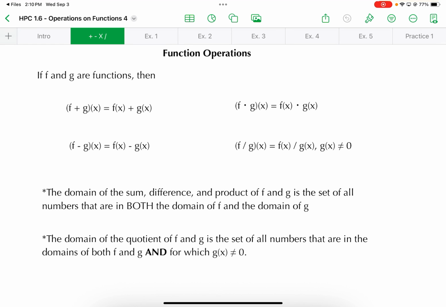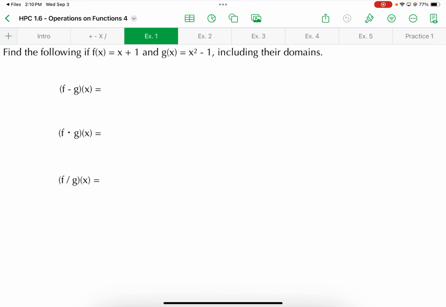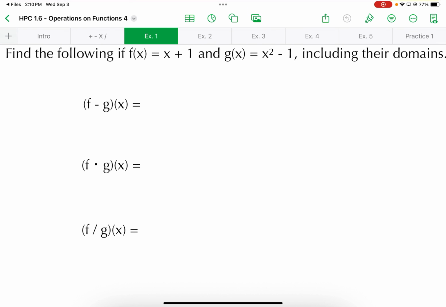Okay? The domain for sum, difference, and product is always going to be the overlap of the two functions' domains, whatever they have in common. The domain for the quotient is going to be the same thing, except you might have to exclude a value or two that also makes that denominator g of x equal to 0. Okay? So let's look at some examples to support this.